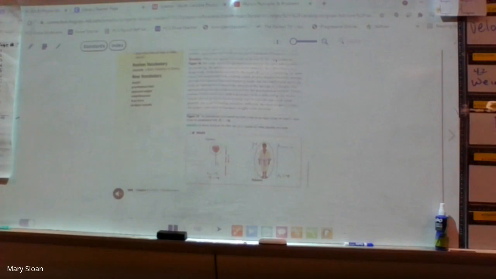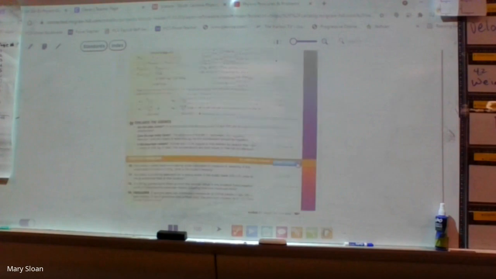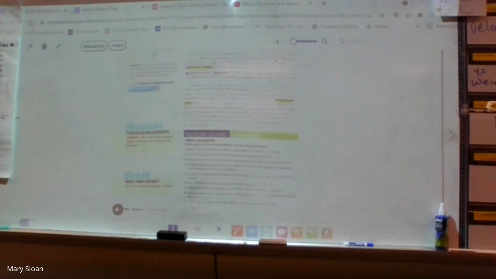Everybody good? I'm good. Let's go ahead and go to the next page. We have math problems, but we are not going to do them today. We will come back. How about the next page?